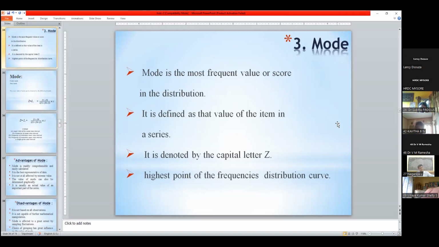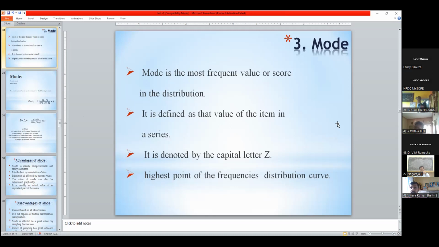And the idea here is that the modal value is the value which occurs the most number of times, or the value of the item in a series which is repeated the most. So that's why it's called the modal value. Or suppose you draw a line graph or a bar diagram, the highest point which the series has will become the modal value. So it's basically very simple statistics, and there are two types of modes.